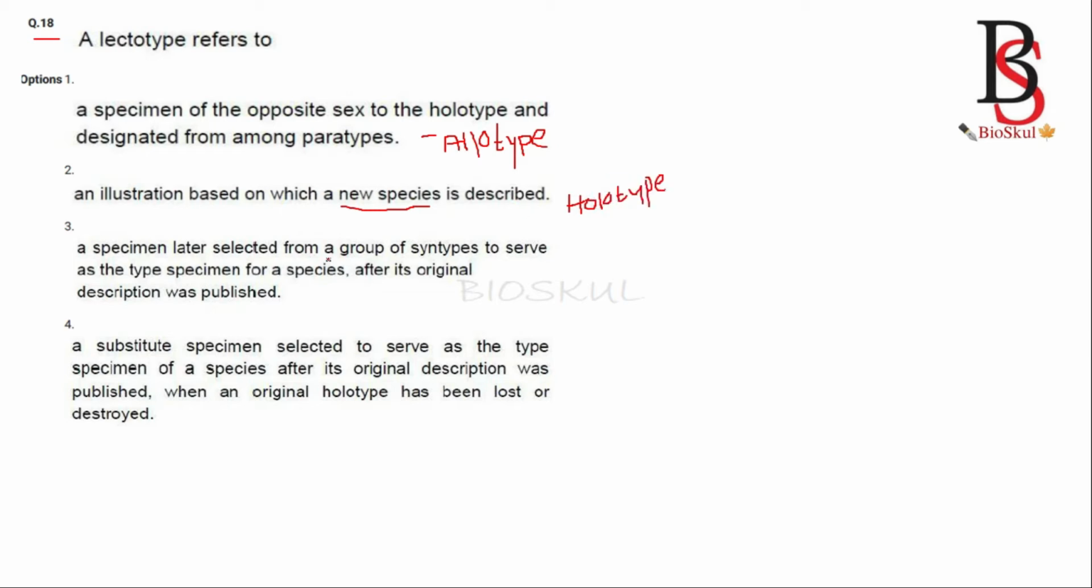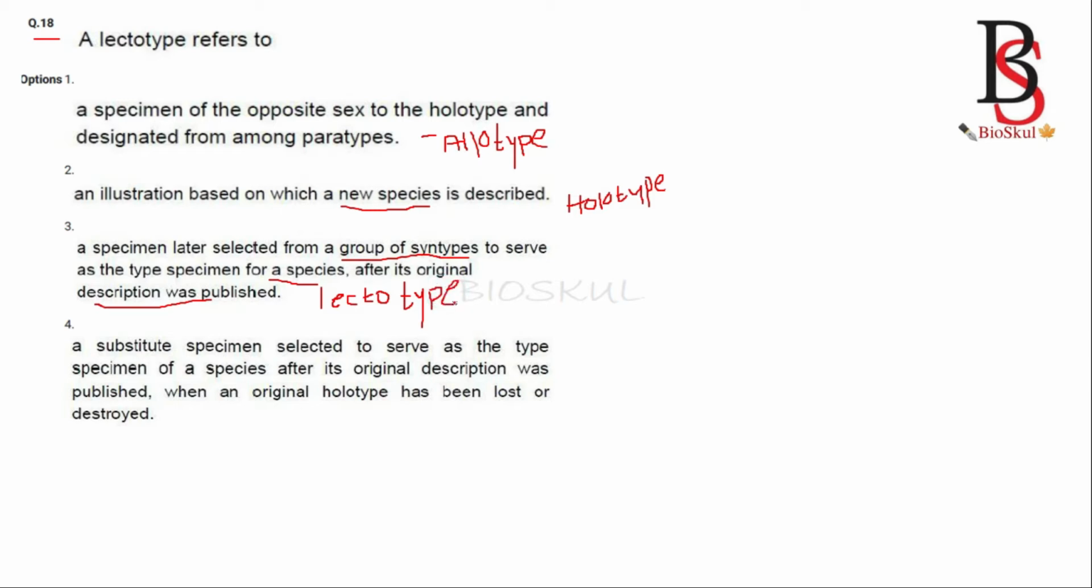Option 3: a specimen later selected from a group of syntypes to serve as the specimen for a species after its original description was published. So this defines the lectotype. The lectotype is the specimen which is later selected from a group of syntypes to serve as the type specimen for a species after its original description was published. So the correct answer is option 3.